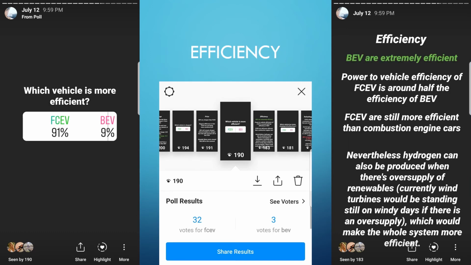The next one was efficiency, and I was surprised to see that 91% answered wrong on this one, and only 3 people knew the right answer. So I hope my explanation on the right side helped them to understand what was wrong about it.